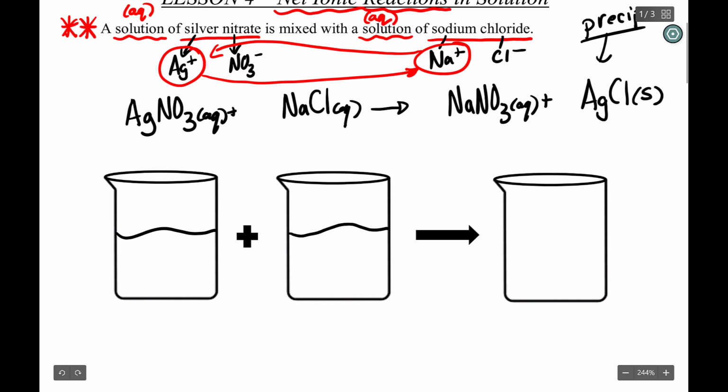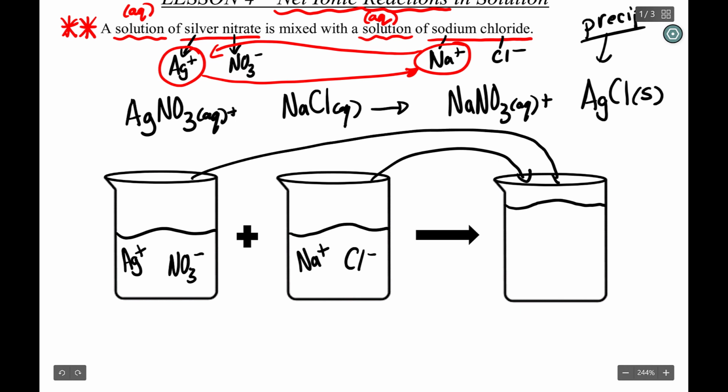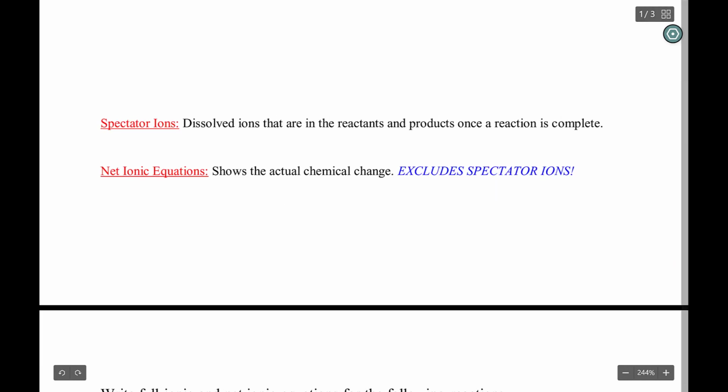So in this first beaker here, I would have silver ions aqueous and nitrate ions aqueous. In this beaker, I would have sodium ions aqueous and chloride ions aqueous. When I mix these things together, what would happen is all of these ions would start to bump into each other. Now, when the silver and chloride ions bump into each other, they are essentially so attracted to one another, they would clump up and they would form a silver chloride ionic crystal lattice, and it would settle down at the bottom of the beaker. So this here would be the silver chloride solid precipitate.